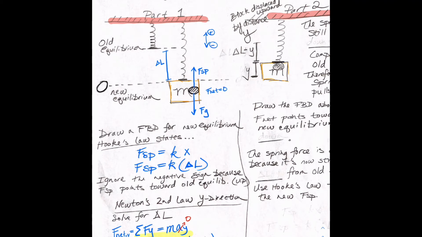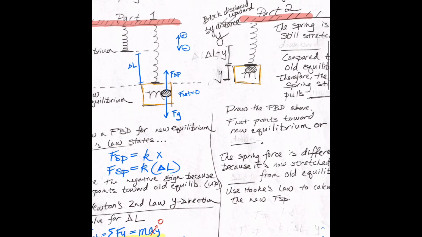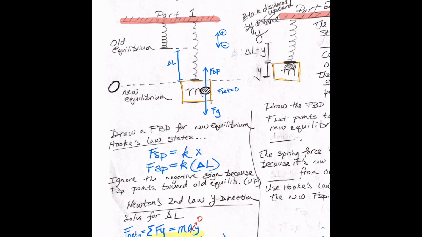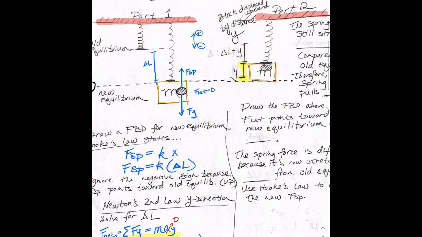Now, this distance it's displaced upwards is going to equal y. It's going to be shifted up a distance y. So you can see that right here. That's the distance from new equilibrium, right? Because new equilibrium, you can just extend it across the page. It's right here. You can see I'm extending across. So y is this distance that it's going to be displaced.